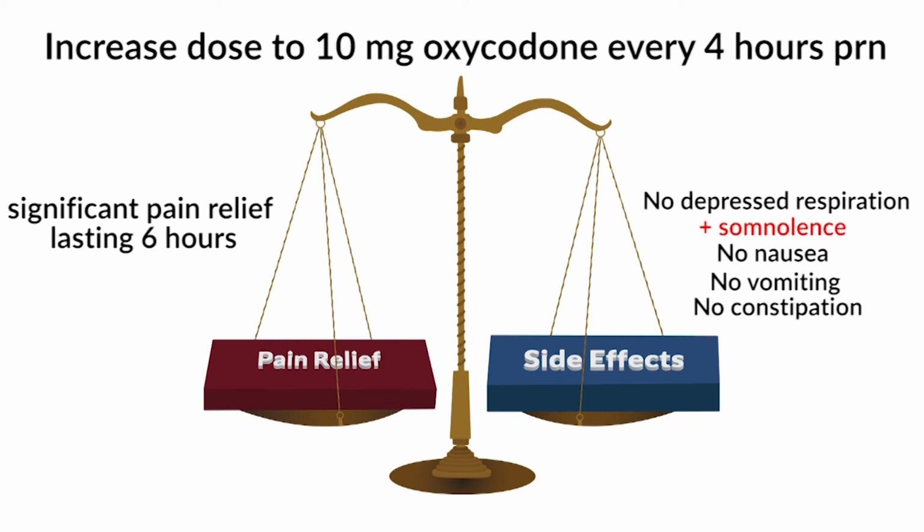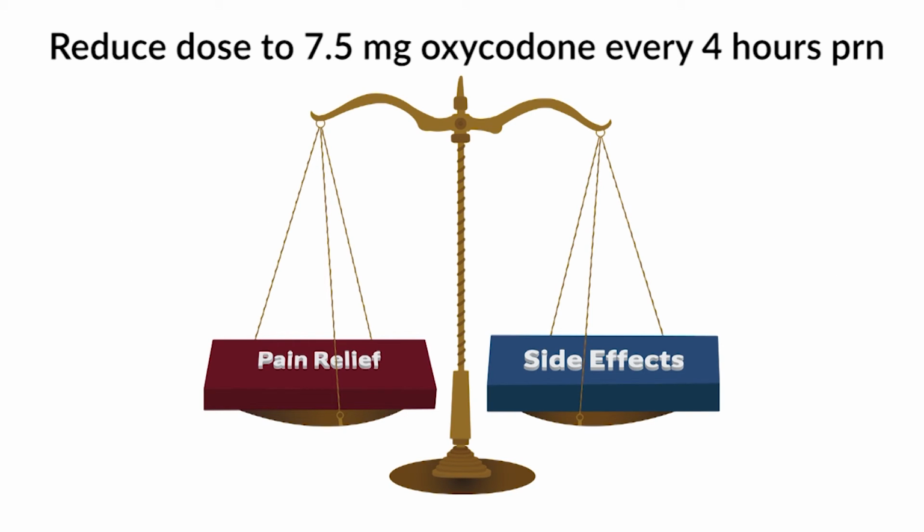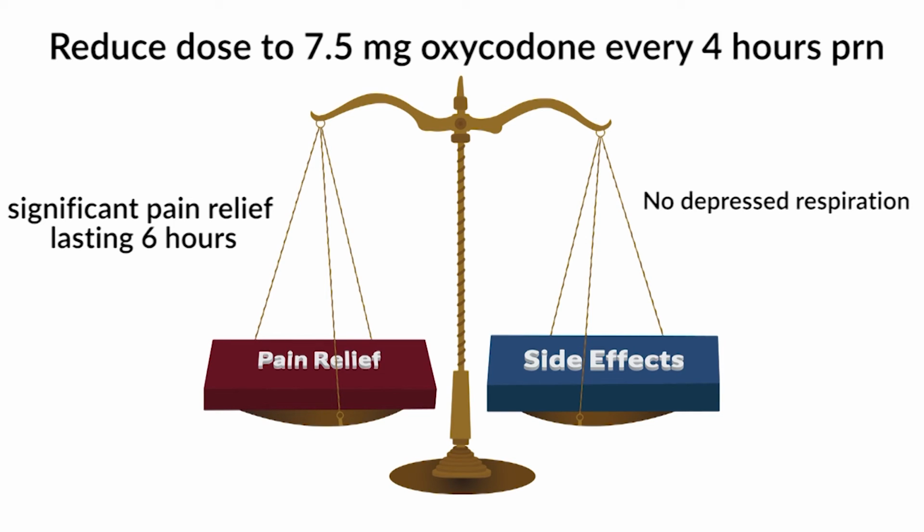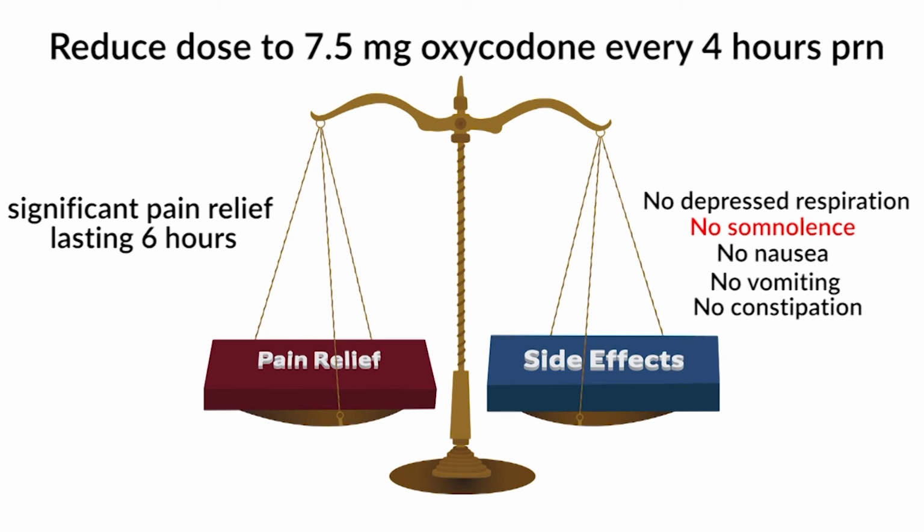Once the somnolence has resolved, you reduce the dose to 7.5 milligrams of oxycodone. Now you have significant pain relief lasting 6 hours. There's no depression of respiratory drive, no somnolence, no nausea, no vomiting, or constipation. And thus you've achieved the appropriate dose for pain relief in this patient.